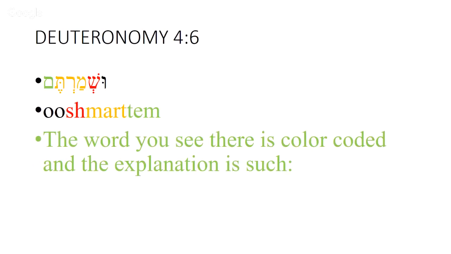Ushmoratem, all right, means what? And you all shall observe, and you all shall keep. Now, the suffix that we see there is tem, written there in the green in the English. Now, shin mem resh, as stated in root, means to guard, to watch, to keep, or to observe. All right? So, shamar, meaning that, tem.